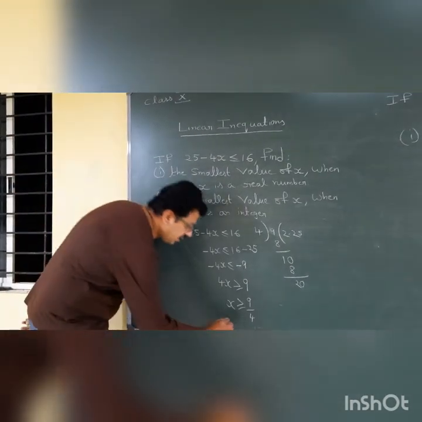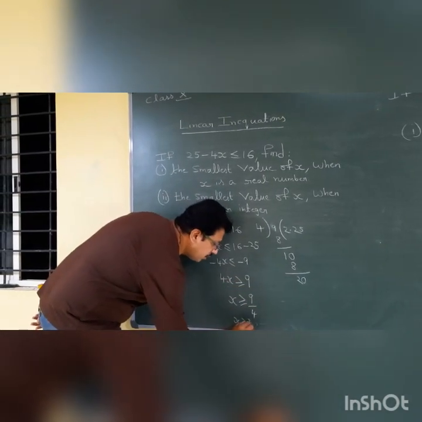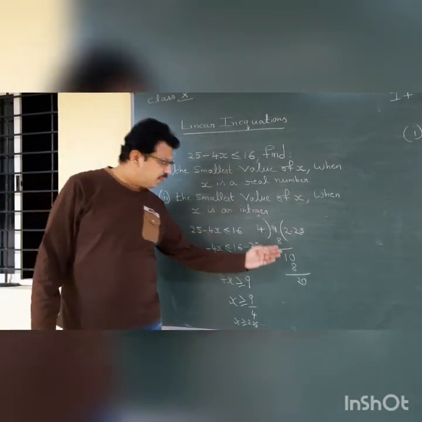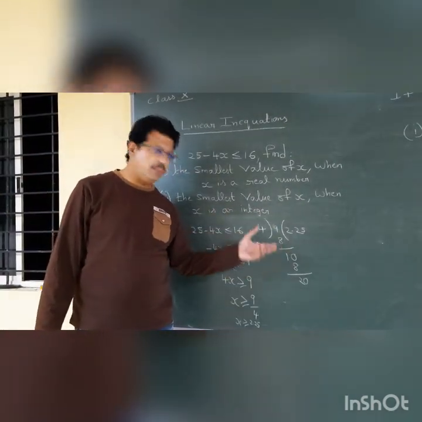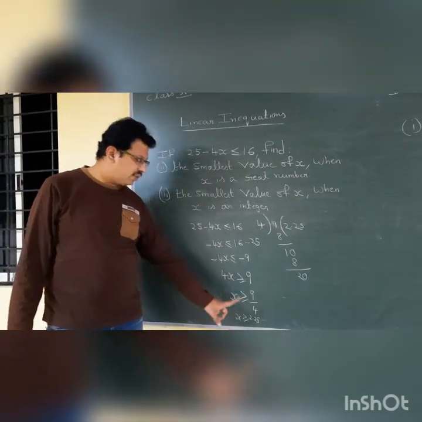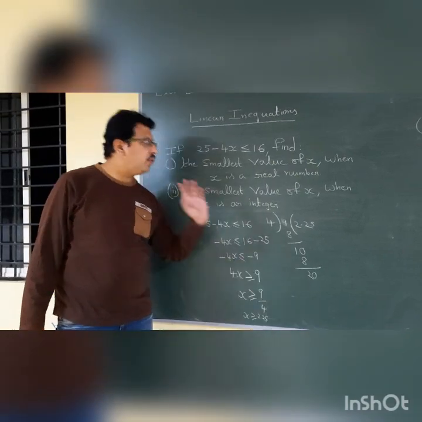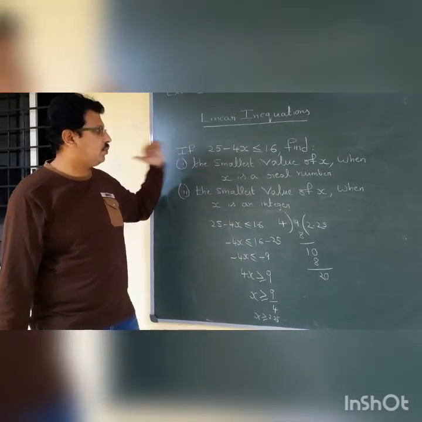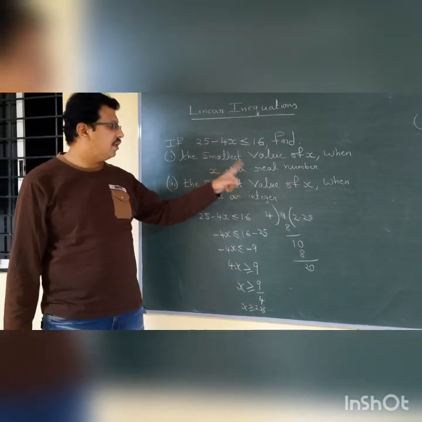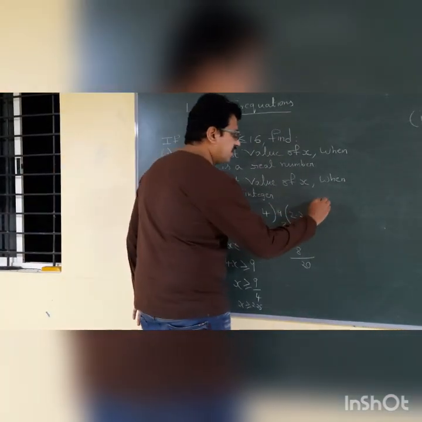So what is that, children? x is greater than or equal to 2.25. I have seen some children make mistakes in this division also. So be very clear about the division also, children. You should understand what inequation is coming. x is greater than or equal to 2.25. Now let me come back to the first question: the smallest value of x when x is a real number. So here the first question answer is the solution.